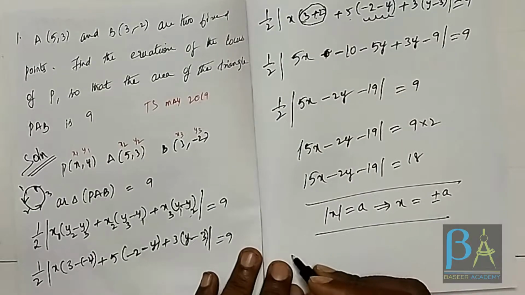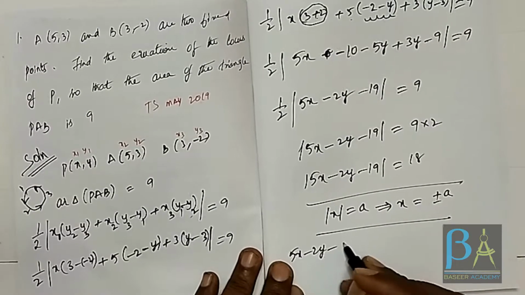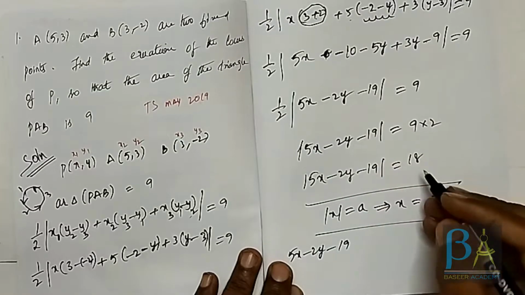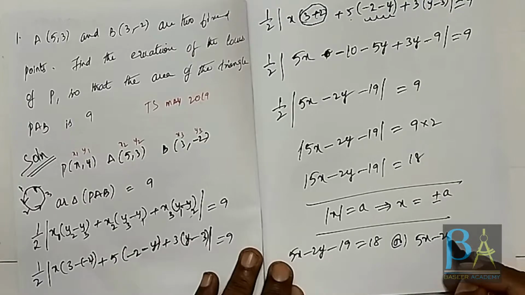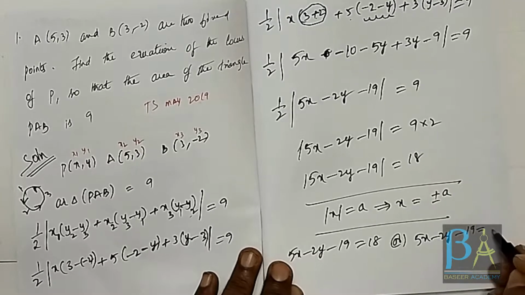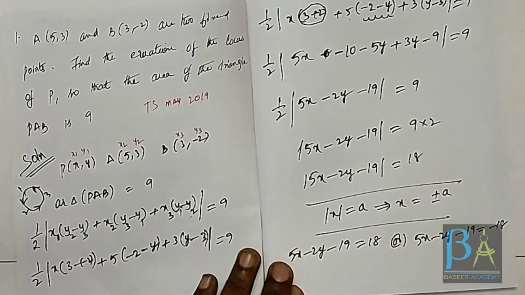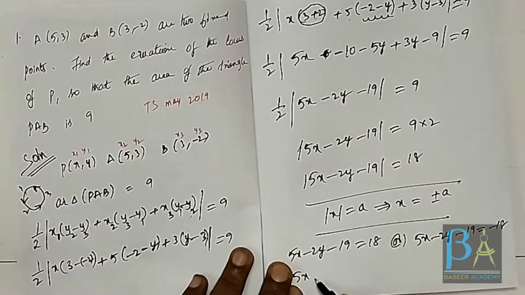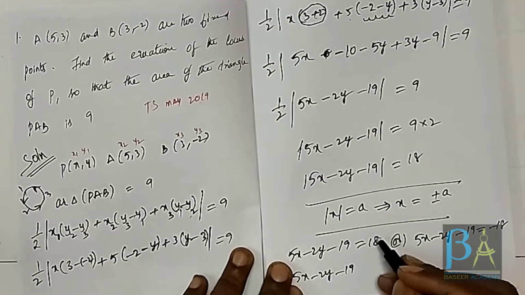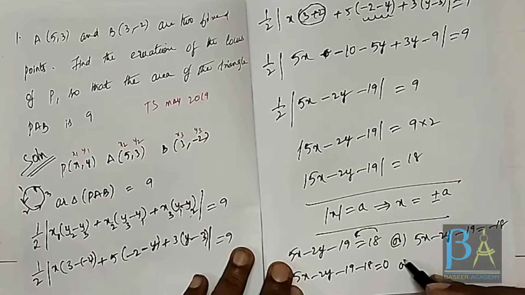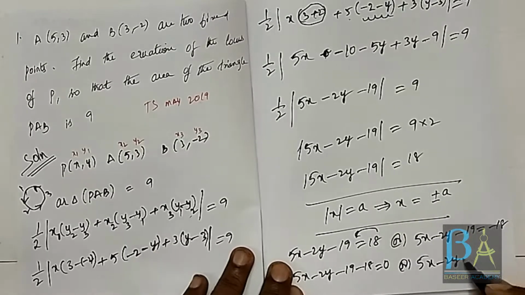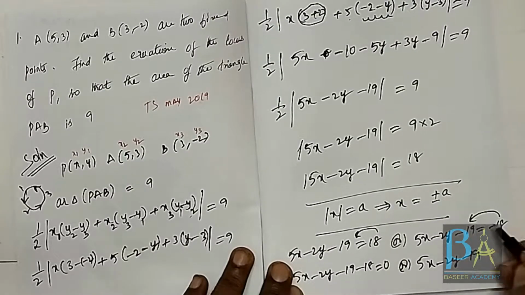So that is what I want to write here. 5x minus 2y minus 19. If I remove this mod, this will be equal to plus 18 also, and then this 5x minus 2y minus 19 is also going to be equal to minus 18. Now 5x minus 2y minus 19 plus 18, if I take it to the left hand side, it becomes minus 18, and on the right hand side I don't have anything else, so I'm writing a 0 here. 5x minus 2y minus 19 minus 18, if I take it to the left hand side, it becomes plus 18.